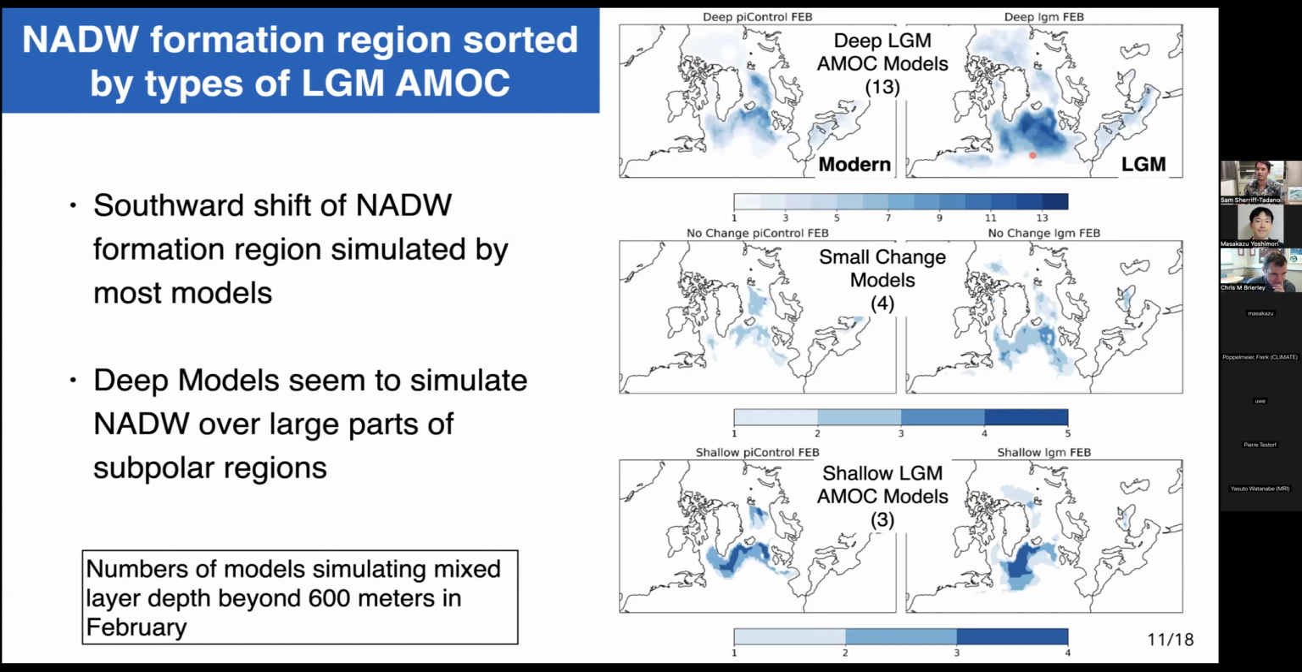For the deep models, it looks like most models are simulating NADW formation region in most areas over the subpolar region, including the eastern part. Whereas for the shallow LGM AMOC models, the model only simulates deep water formation at the western part. So this might have an important implication, maybe. Not quite sure yet, but yeah. Possibly.